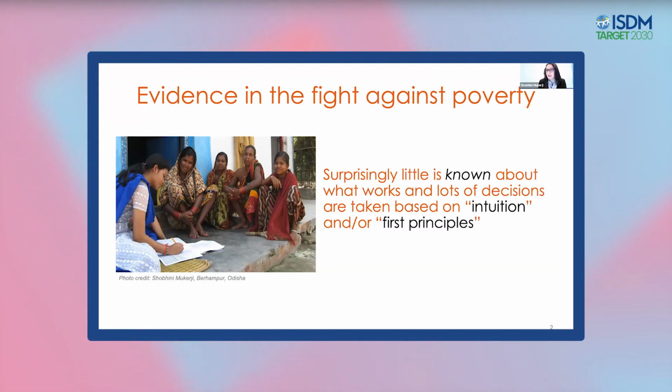So how do we typically take these decisions? There's a bit of everything in the mix, as you would know: some intuition, some instincts, some ideology, sometimes even ignorance, I would say. Surprisingly little is known about what works, and a lot of decisions are taken based on intuition and first principles, especially when it comes to development and decision making.